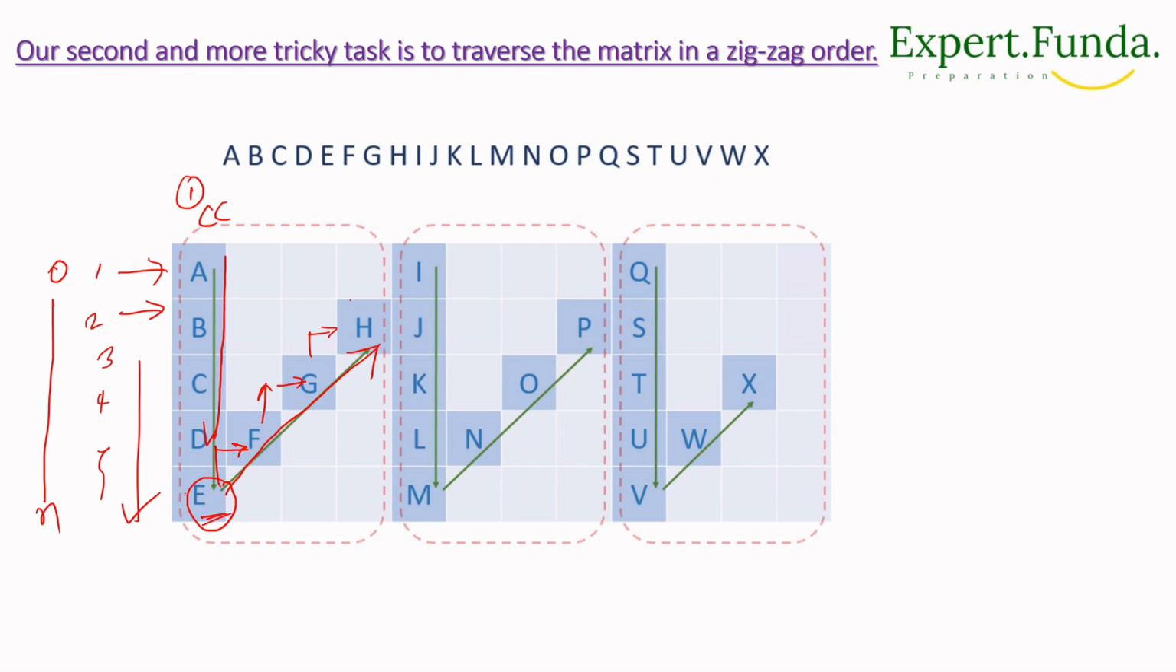Each time we have to update the current column because we are moving in this direction. So the column is here, the second time it is this, then this, then this. It is incrementing each time. Once we reach here, we will decrease the current row.